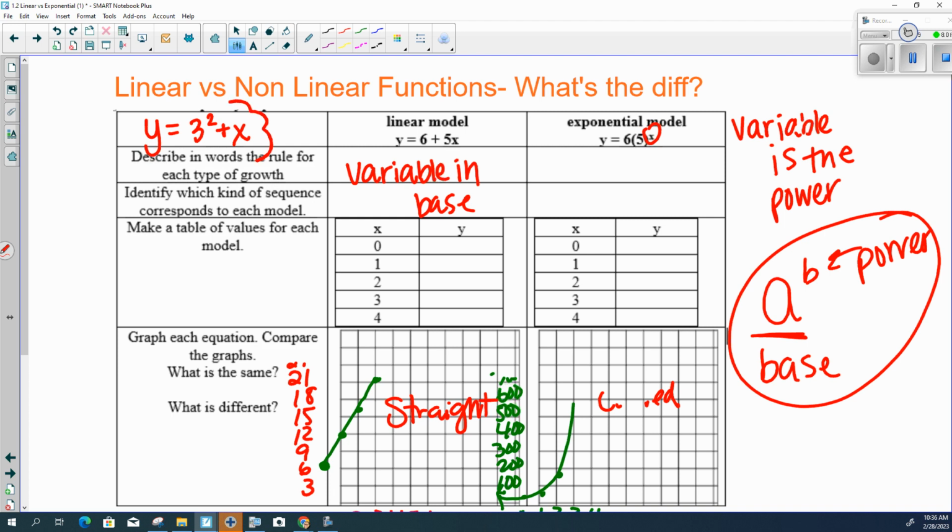So now that we've narrowed that down, is this over here in my blue or in my red cloud? Is that a linear model or an exponential model? So the 3 squared is just a 9 in disguise. This is linear because the variable is in the base.